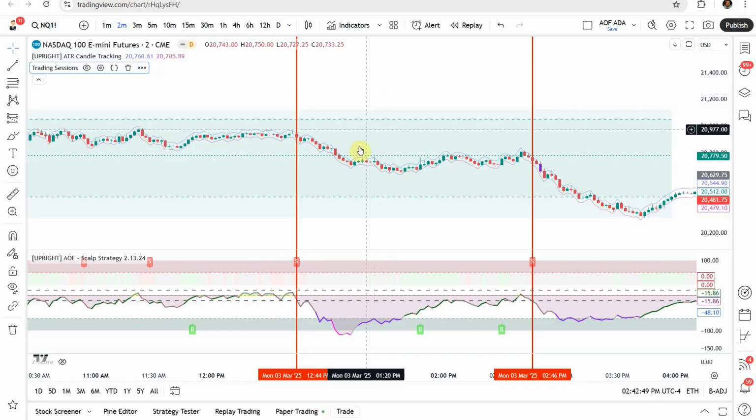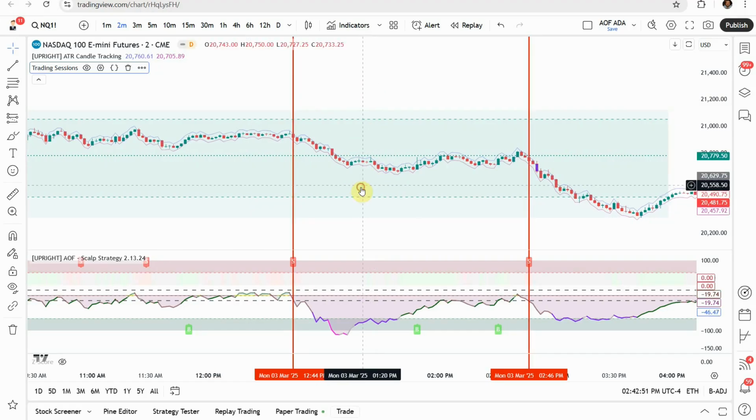Let's go ahead and go over the rules real quick. We're trading this on the NQ on a 2-minute time frame only. What we are looking for from the Academy of Forex indicator and the ATR candle tracking is the MR line, which is this line here, to be below the 0 line. It's kind of hard to see, but it's buried in here. The 0 line is right here at the middle of the indicator.